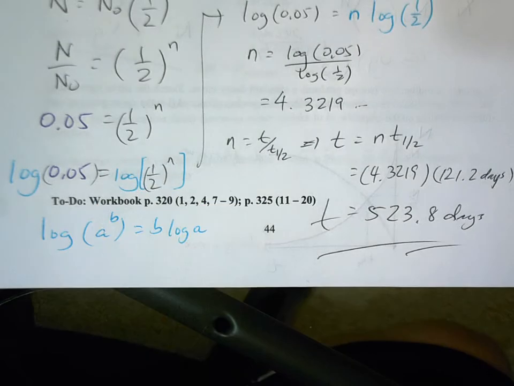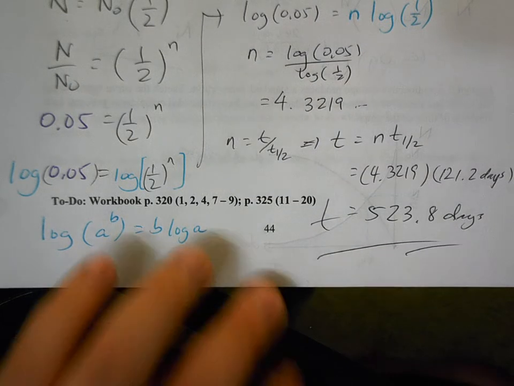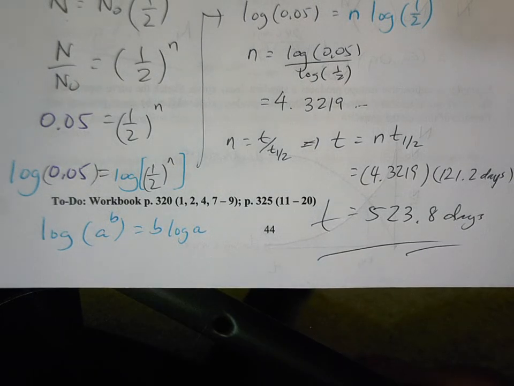So what this tells us is that based on tungsten-181 having a half-life of 121.2 days, if you want 95% of that sample to decay, or only want 5% of it remaining, it's going to take you 523.8 days for that to happen.